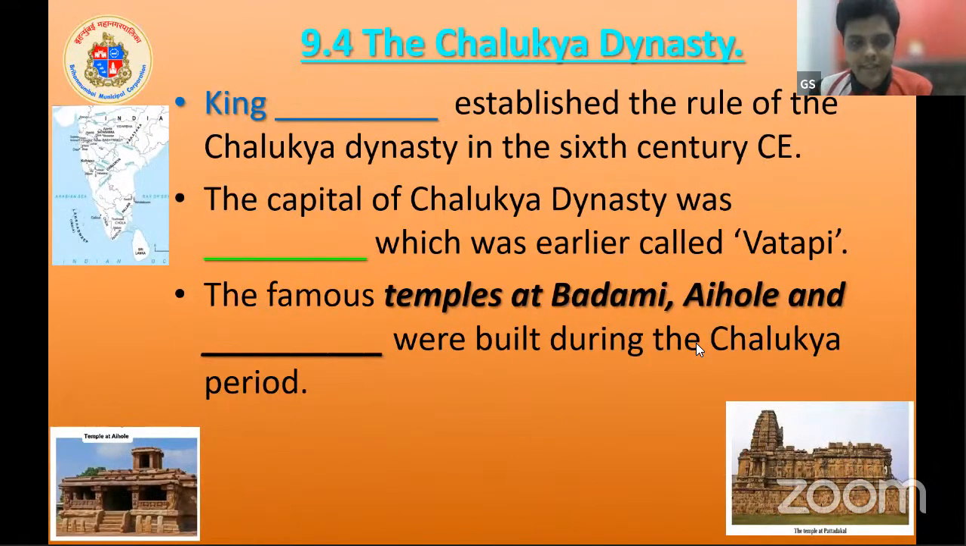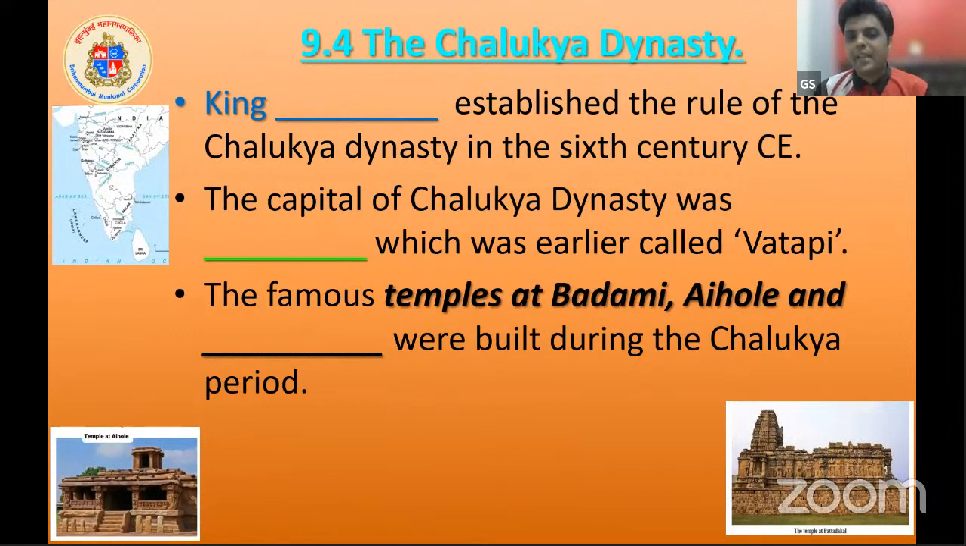Your time starts now. The question is: Dash king established the rule of the Chalukya dynasty in the 6th century CE. All of you have learned that the Chalukya dynasty was present in the 6th century. Who was the king who established this dynasty? You have to remember it and note down the answer in your notebook.